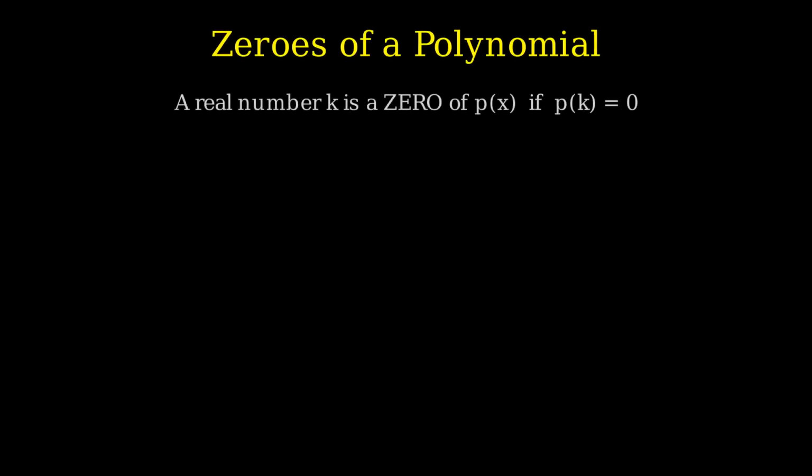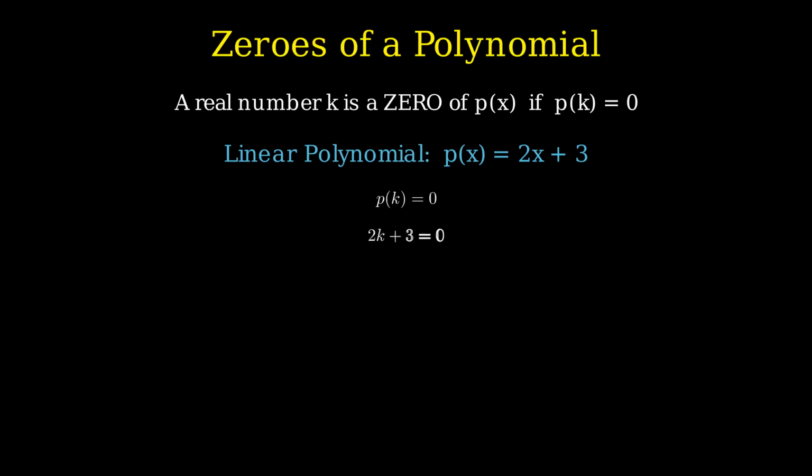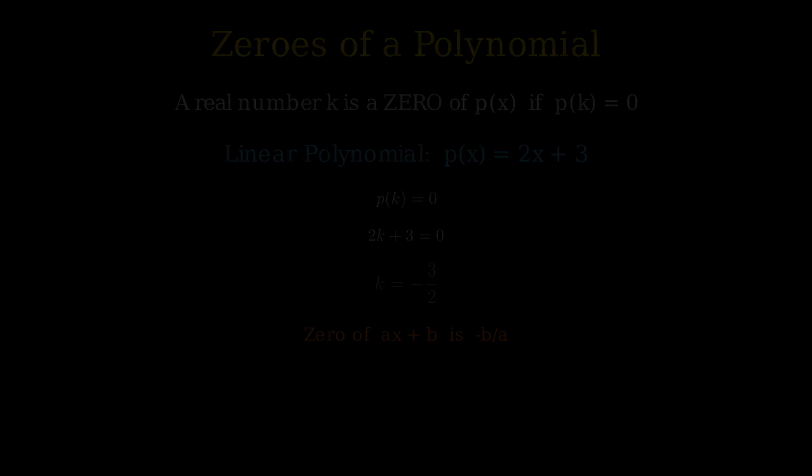Let us now study the zeros of a polynomial. A real number k is called a zero of the polynomial p of x if p of k equals 0. In other words, when we substitute k for x, the polynomial evaluates to 0. Consider the linear polynomial p of x equals 2x plus 3. To find its zero, we set p of k equal to 0. This gives 2k plus 3 equals 0, so k equals negative 3 over 2. Therefore negative 3 over 2 is the zero of this linear polynomial. In general, the zero of any linear polynomial ax plus b is always equal to negative b over a.